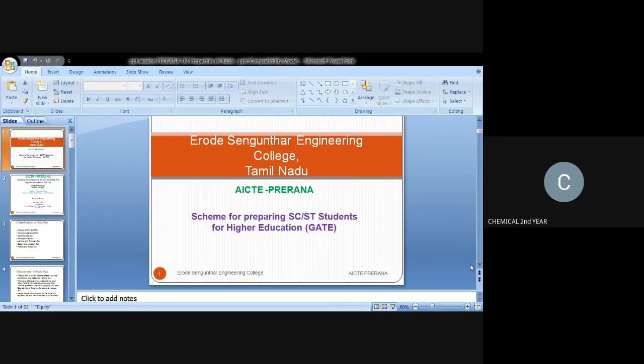Welcome to today's session for the AICTE PRERANA scheme. This scheme is mainly for the benefit of SC/ST students. Through this scheme, we are providing GATE classes so that it will be useful for the SC/ST students' higher education.